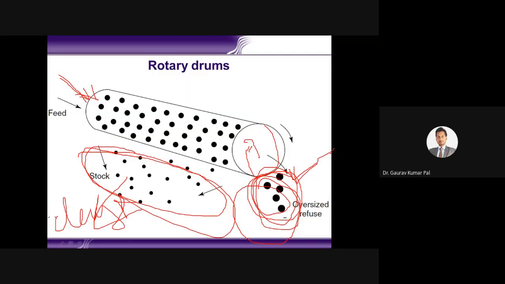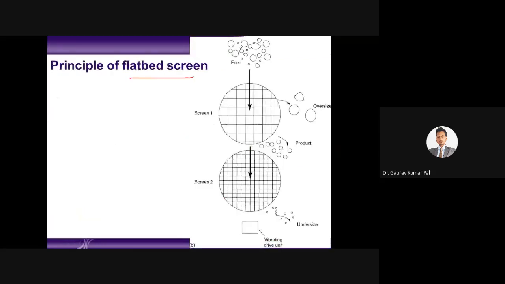Then this is the principle of the flatbed screens. If you have a flatbed screen, how can you use it? Suppose this is your feed, you have a screen. Whatever the oversized material will be there, and whatever the products will be there, that can be removed. And suppose here, if you have multiple layers of screens, then whatever the undersize product will be there, it will also be removed. And sometimes they will use a vibration drive unit also.